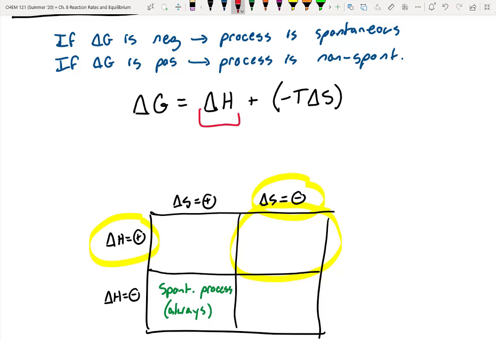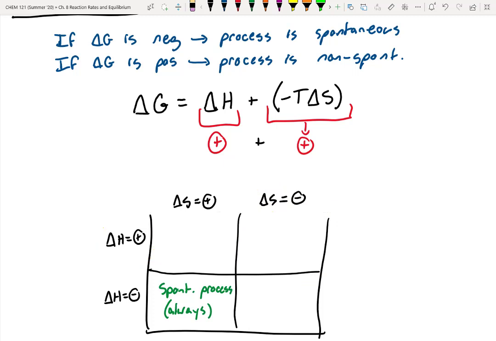So same idea. We say, well, this time delta H is positive, and then over here, we need to look at this a little bit more carefully. So if delta S down here is a negative value, and we're multiplying it by negative T, a negative times a negative is going to be a positive. So now we've got a positive plus a positive. That's always going to result in a delta G value that's positive. So this tells us that if these conditions are true, this is going to be a non-spontaneous process.